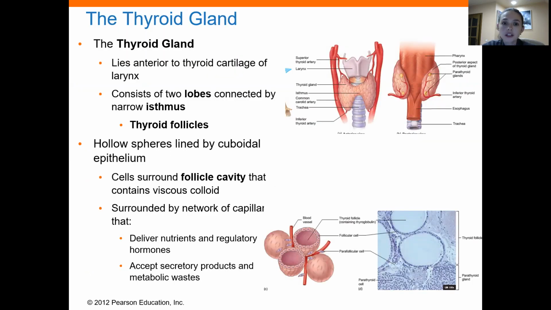The thyroid gland lies anterior to the thyroid cartilage of the larynx. It consists of two lobes connected by a narrow isthmus. The thyroid gland mainly consists of thyroid follicles, which are hollow spheres lined by cuboidal epithelium. Cells surround the follicular cavity that contains viscous colloid, surrounded by a network of capillaries that deliver nutrition and regulatory hormones and accept secretory products and metabolic waste.